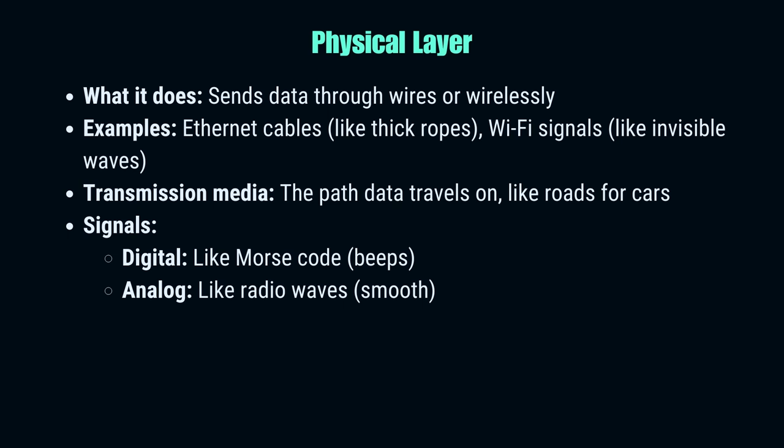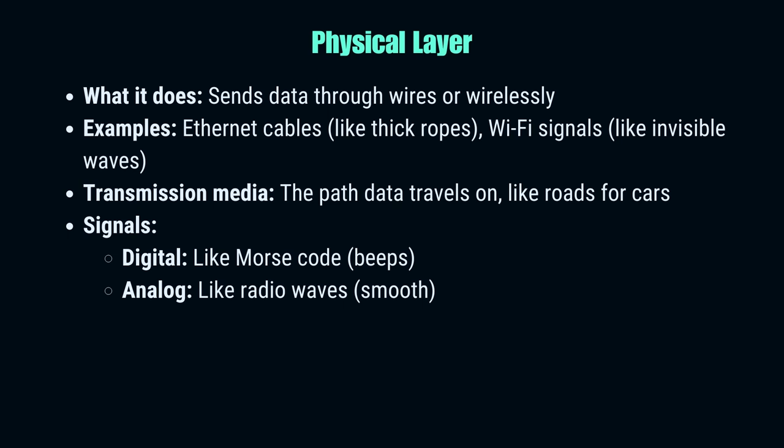It's responsible for transmitting raw bits, ones and zeros, from one device to another over a physical medium. This layer defines specifications for cables, network interface cards, and wireless technologies. It handles aspects like voltage levels, data rates, maximum transmission distances, and physical connectors.